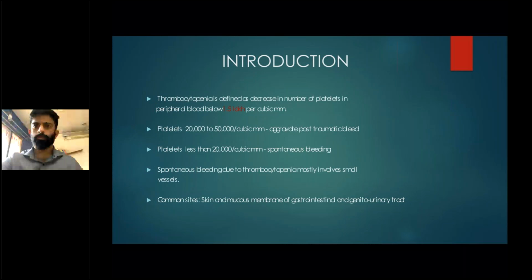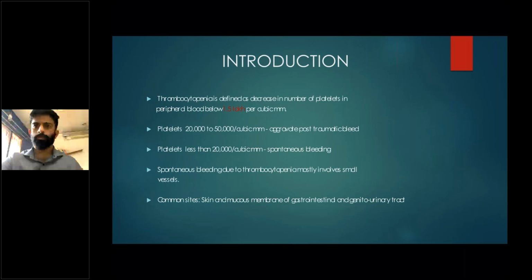Thrombocytopenia is defined as decrease in the number of platelets in peripheral blood below 1.5 lakh per cubic millimeter. So less than 1.5 is supposed to be thrombocytopenia. Platelets with a count of 20,000 to 50,000 per cubic millimeter aggravate post-traumatic bleed. So if the patient has trauma and the platelets are between 20,000 and 50,000, then there can be some amount of bleeding. And platelets less than 20,000 have spontaneous bleeding.